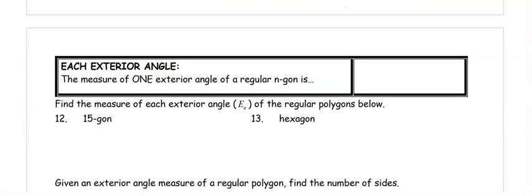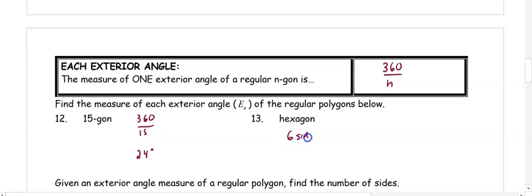To find each exterior angle, we would do the sum of exterior angles, 360, divided by the number of sides. So in number 12, we have 360 divided by 15, so each angle is 24 degrees. In a hexagon, that's 6 sides. 360 divided by 6 gets us 60 degrees.